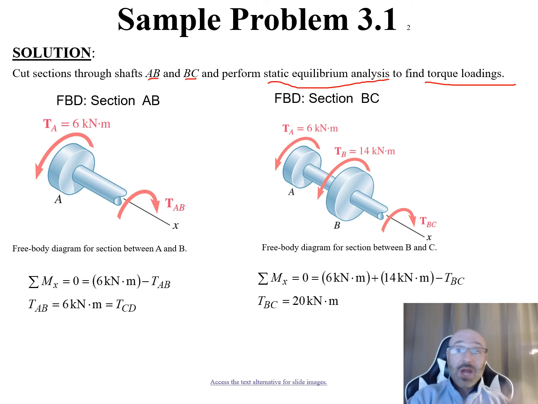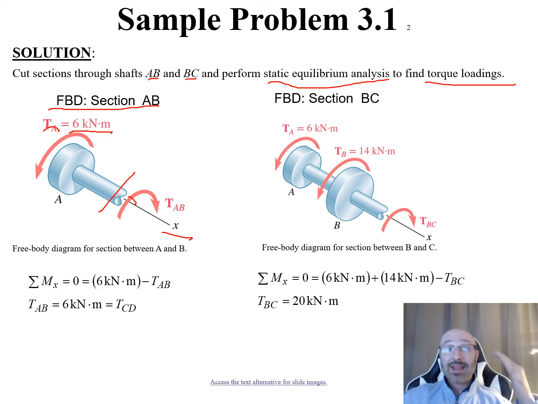So for this one here, I'd probably start with AB, and draw out my free body diagram for the section of AB. So again, we cut that right between A and B. We can draw out our free body diagram. Well, what's going on here? We have this torque at A, which is given to us as 6 kilonewton meters. And we can see, okay, there's our center axis of rotation, x. We're going to have this internal torque at that section, which we're going to call tau sub AB.